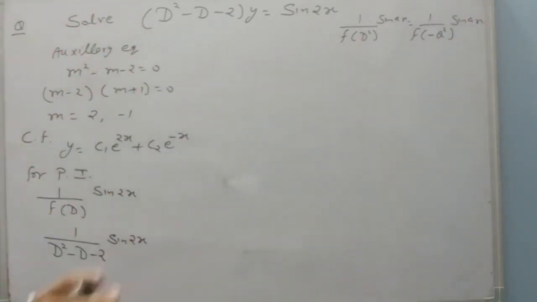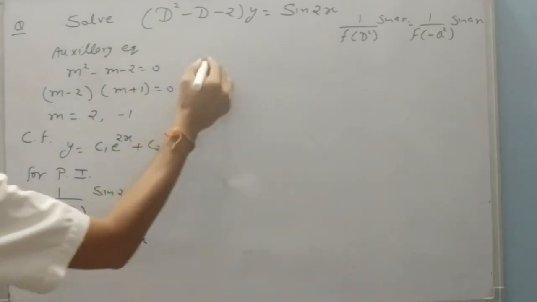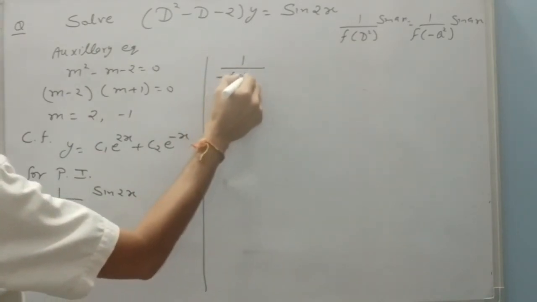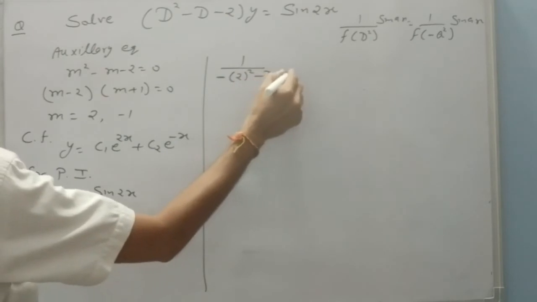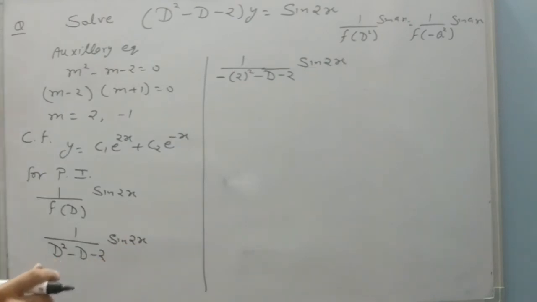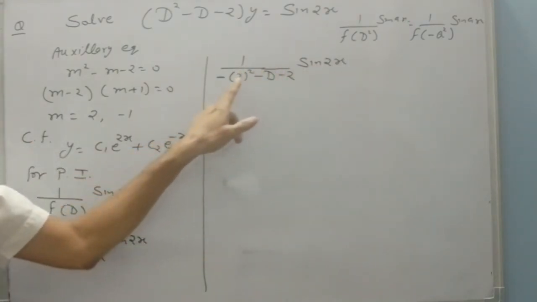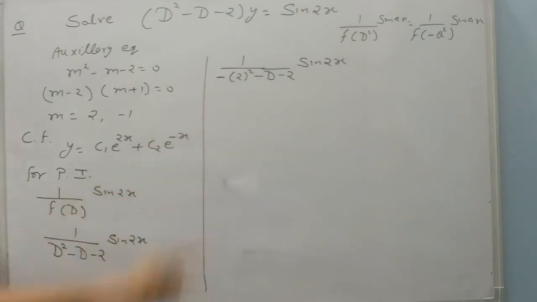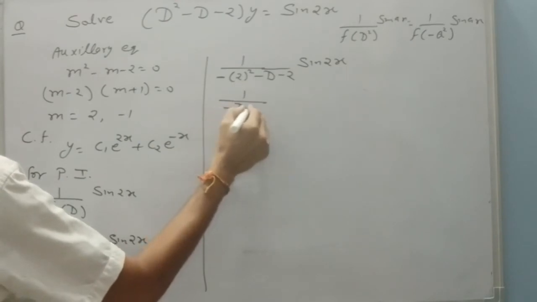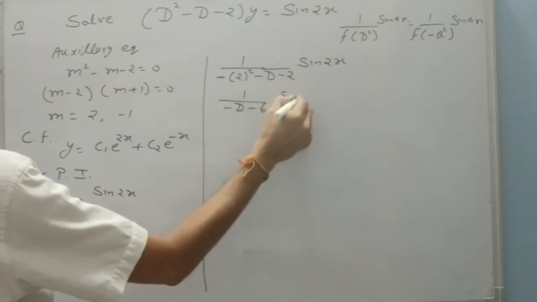Means wherever there is a D square, means even power of D, put the value of the coefficient of x in that with the negative sign. So it can be written as 1 upon minus 2 square minus D minus 2, sine of 2x. Here a is 2, so I put in D square only, minus sign outside. So it will become 1 upon minus D minus 6, sine of 2x.